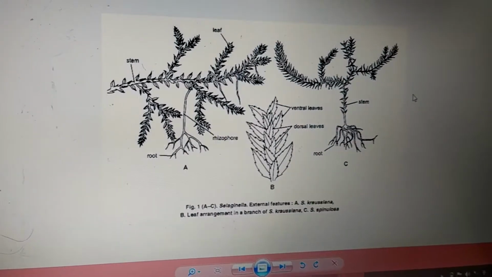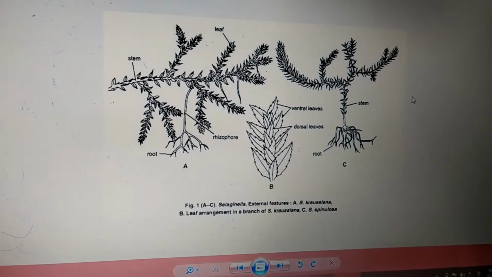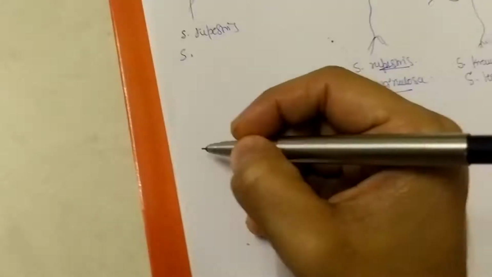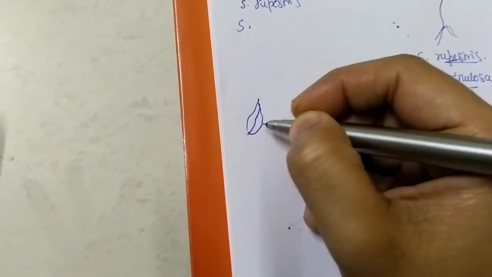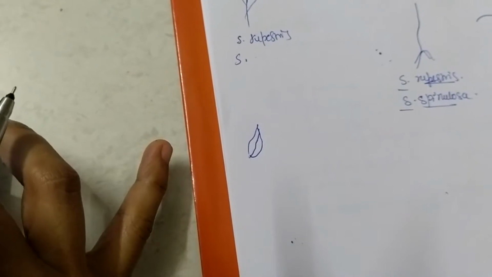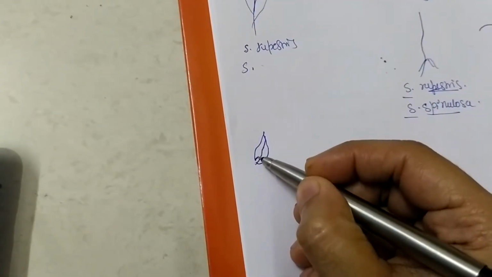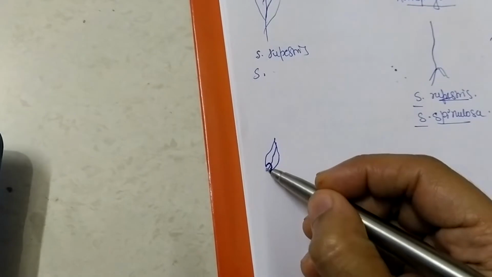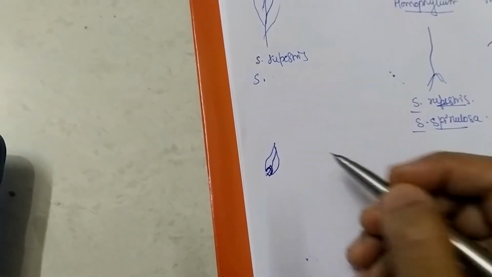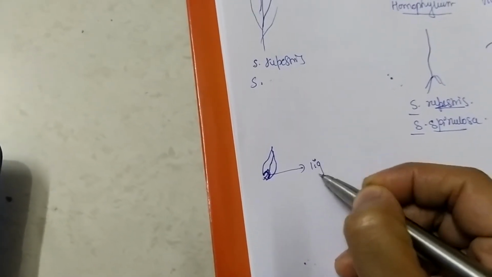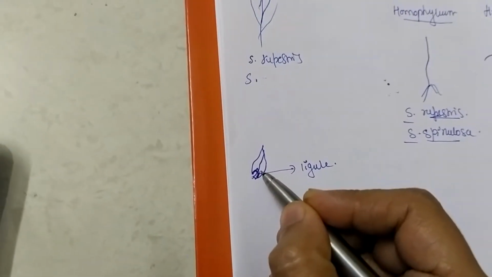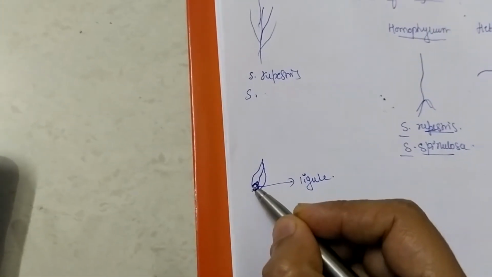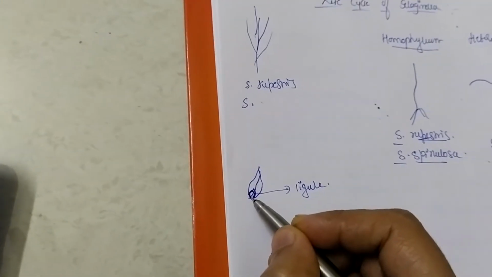Now ligules. If you consider this as the dorsal surface of the leaf, this is the dorsal surface, and at the back we will have the ventral one. On the dorsal surface of a leaf, near the base, is present a small membranous outgrowth known as ligule. What is ligule? It is nothing but a small membranous outgrowth. Where? On the dorsal surface of the leaf, at the base.